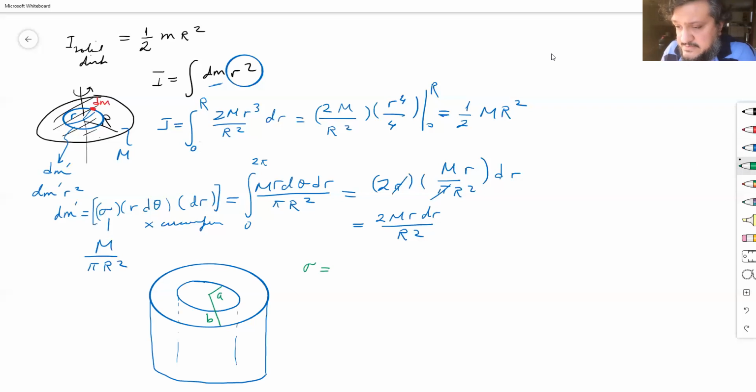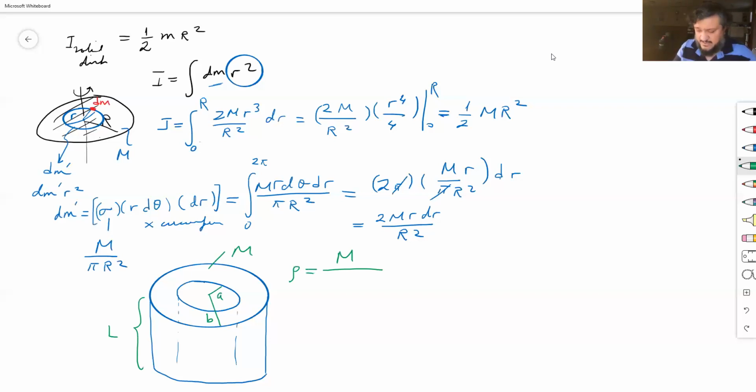Okay, let's find sigma. Do you mind if I call it rho this time? Because it's a volume density. And then you'll see why the height of the cylinder doesn't matter. The total mass is still m. So the volume density will be the total mass divided by total volume. And the volume is actually one cylinder inside another cylinder.